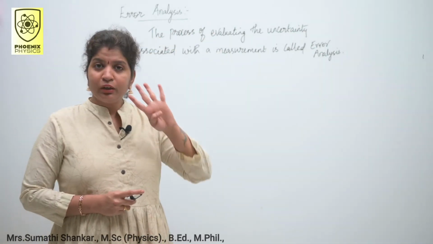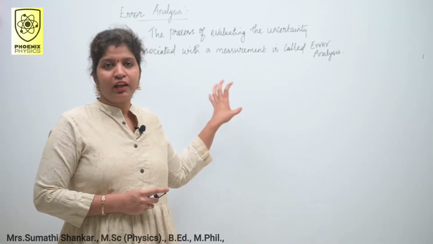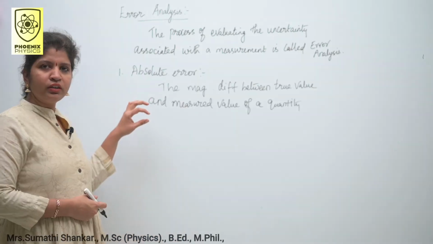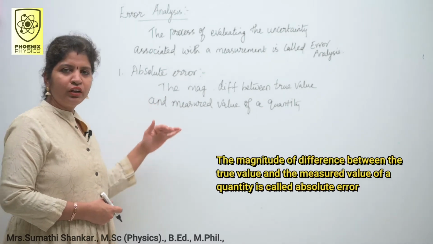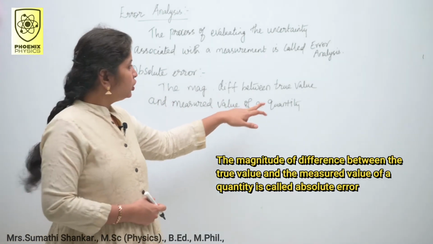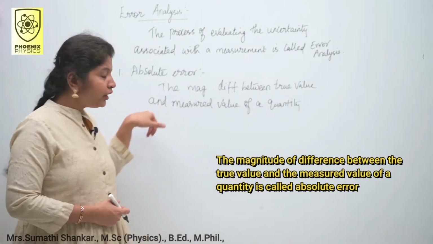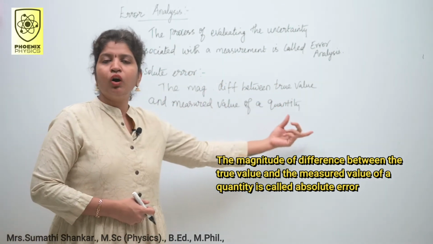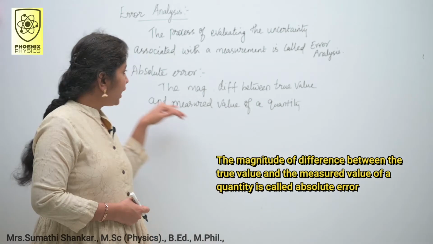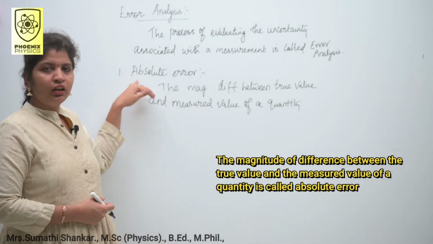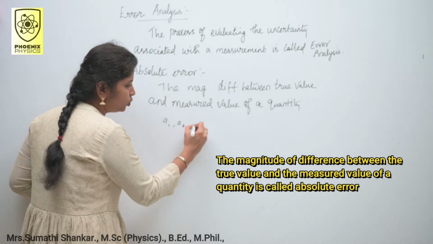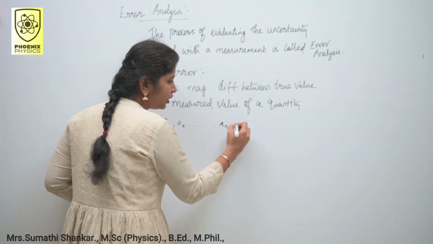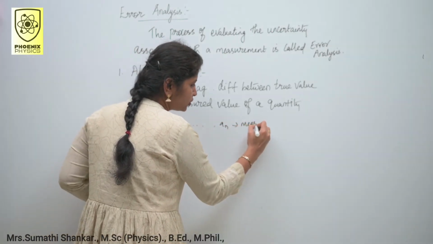There are four important terms in this error analysis. First one is absolute error. The magnitude of difference between the true value and the measured value of the quantity is called absolute error. Consider A1, A2 up to AN are the measured values.